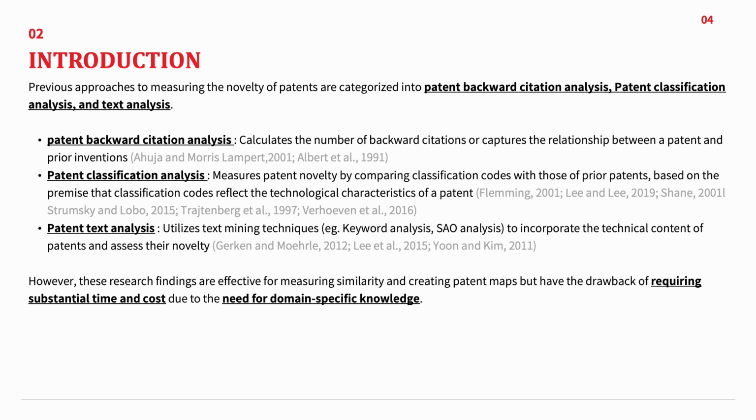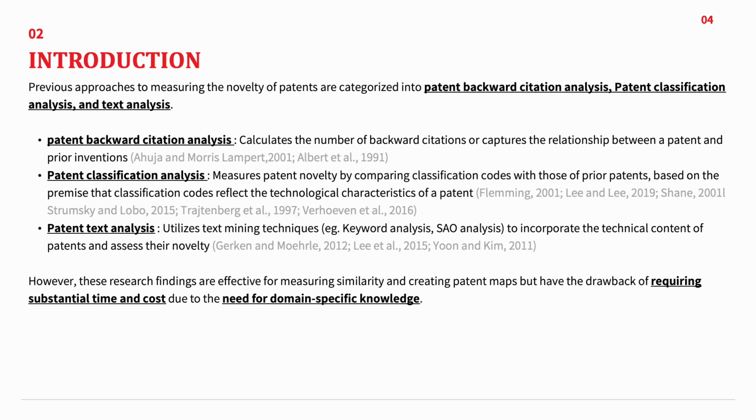Second, patent classification analysis evaluates novelty by comparing the classification codes of a patent with those of prior patents. Lastly, patent text analysis uses text matching techniques such as keyword analysis and SAO analysis to extract and analyze the technological content of patents. This approach allows researchers to assess novelty based on actual textual information in patents rather than just citation data or classification codes.